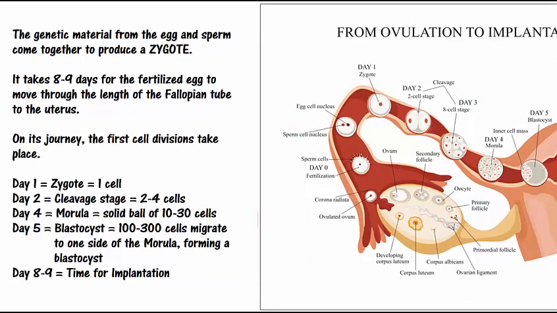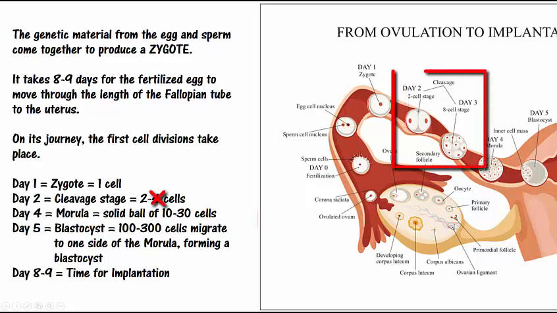The genetic material from the egg and sperm come together to produce what is called a zygote. It takes about 8 to 9 days for the fertilized egg to move through the length of the fallopian tube to the uterus. On its journey, the first cell divisions take place. On day 1, we see that there is a zygote that is formed.